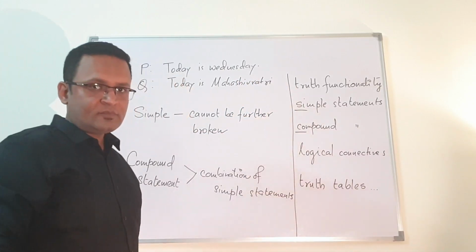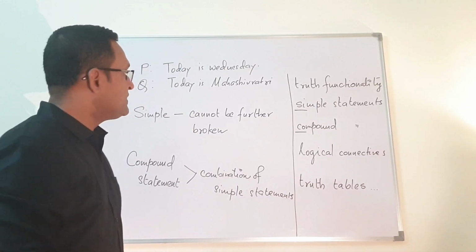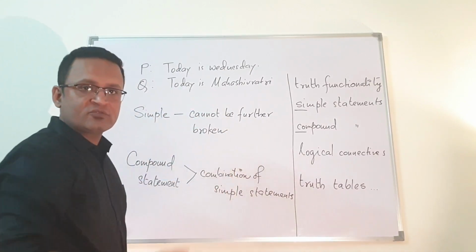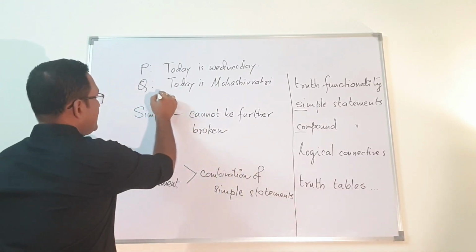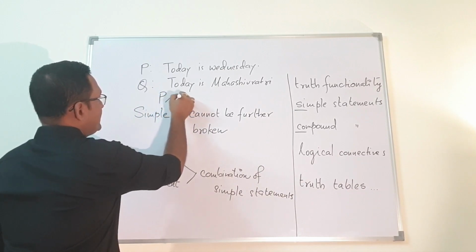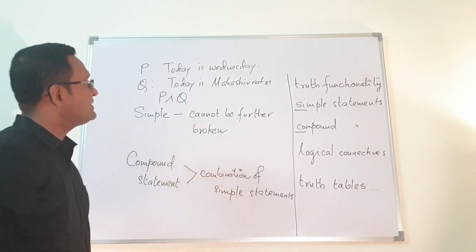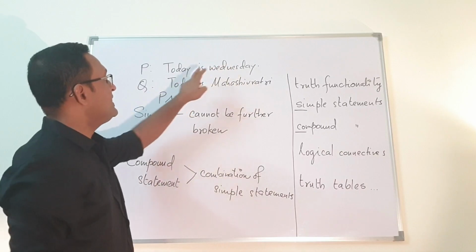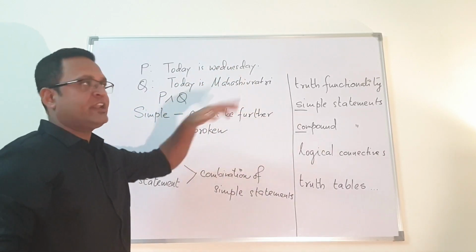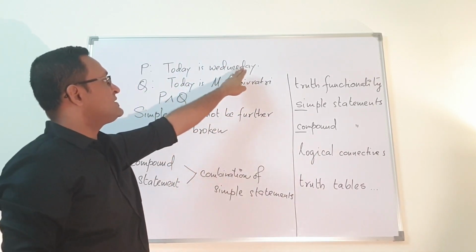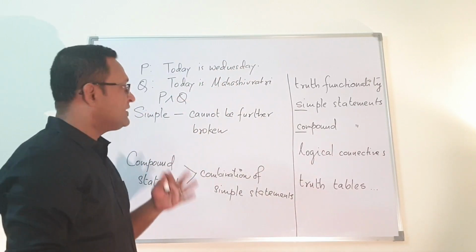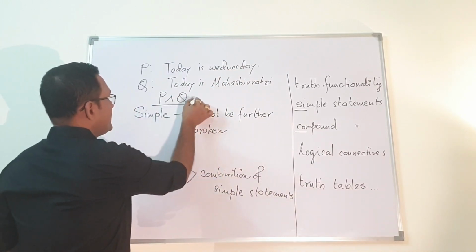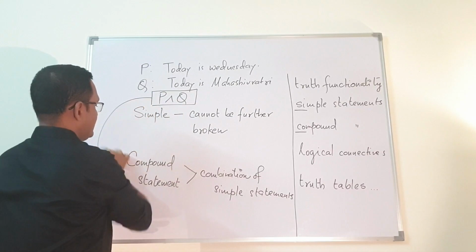Fine. Now there are these two statements, so I can conjoin them together. If I say P and Q, what will be the statement? The statement will be: today is Wednesday and today is Mahashivratri. Another way of saying it will be: today is Wednesday and Mahashivratri, right? So this is a compound statement.